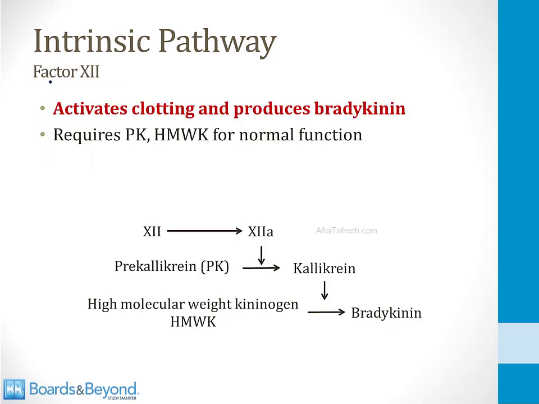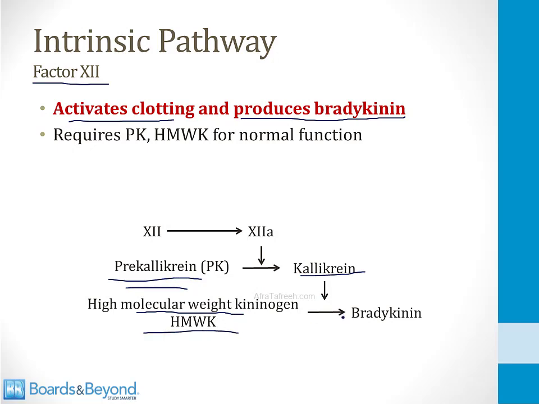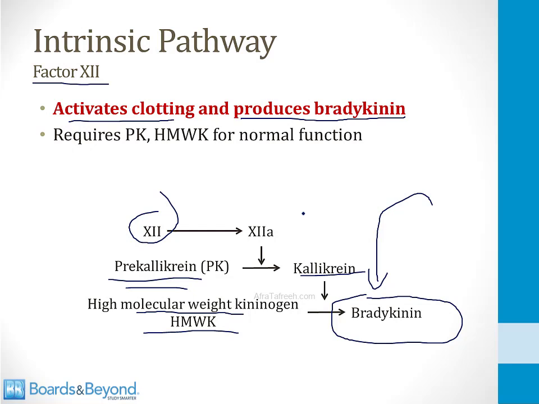The reason we are talking about kinins like bradykinin in a module on coagulation is because factor 12 can lead to the synthesis of bradykinin. Factor 12 activates clotting, as we saw before, but it also leads to the production of bradykinin. Now, in order for factor 12 to produce bradykinin, it needs help from two cofactors. One is called prekallikrein, the other is called high molecular weight kininogen. Factor 12 can convert prekallikrein into kallikrein, and kallikrein can then convert high molecular weight kininogen into bradykinin. But the bottom line is that factor 12 is capable of generating bradykinin, and thus it provides a link between the coagulation system and the kinin system, which is related to inflammation.